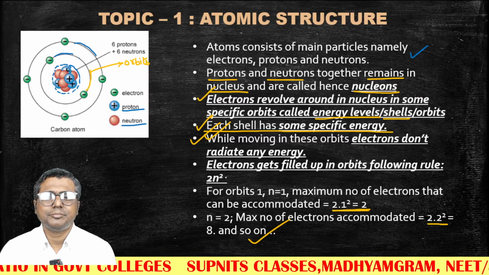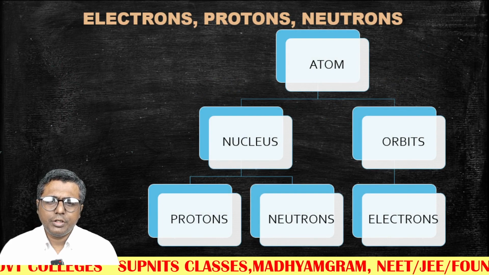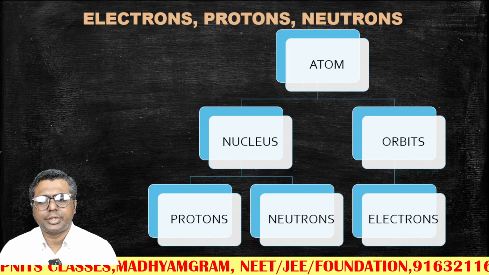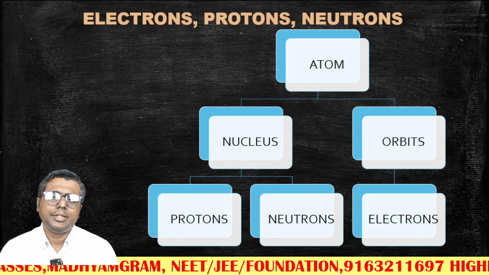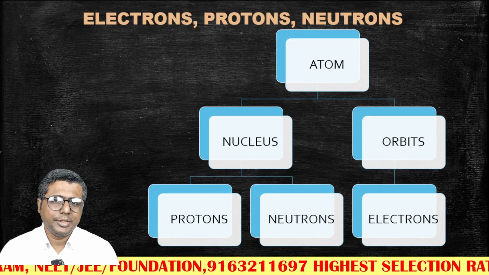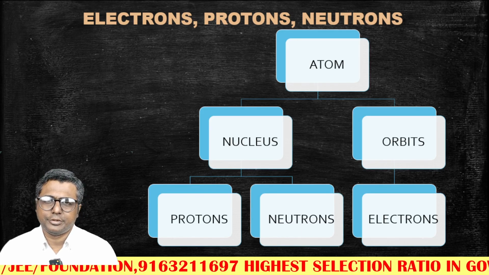Okay, done? So overall, what we have studied: an atom contains a nucleus, the nucleus contains protons and neutrons, and the other part, the extra nuclear part, is called the orbit, and in the orbit we have electrons.